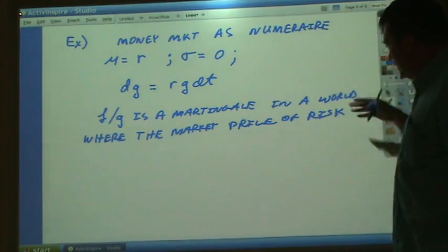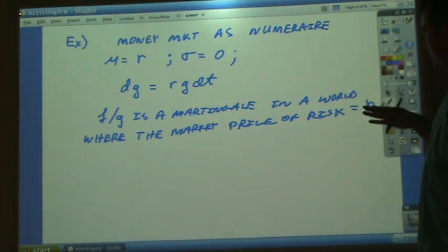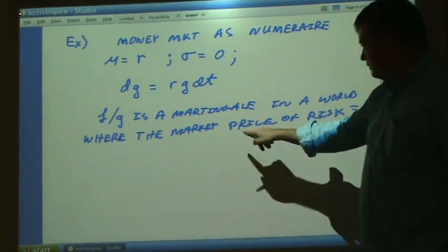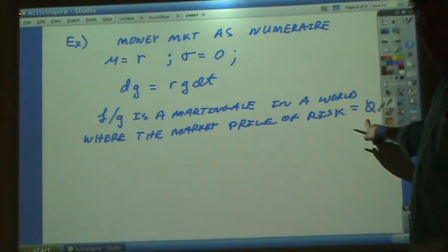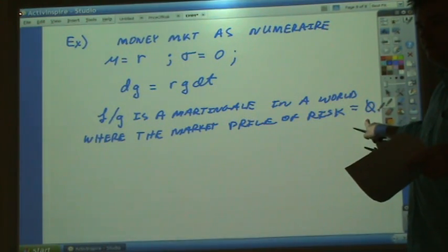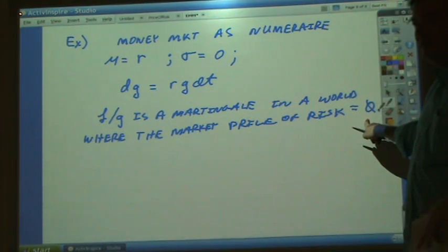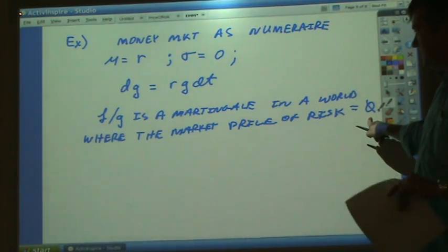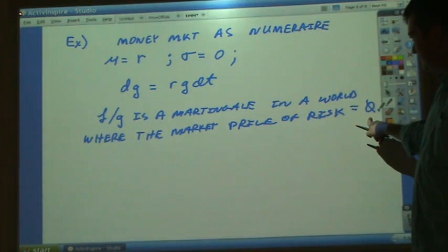Does that make sense? To the mindset of a person who wants to invest with a market price of risk of 0, they're looking for a return equal to the interest rate. They're not looking for more than that. They're just looking for the return of an interest rate. They want the same return as putting money in the money market for their investments.